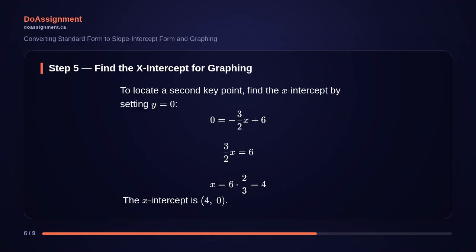To help us draw the graph, let's also find the x-intercept. We set y equal to 0 and solve. 0 equals negative 3 halves x plus 6. Adding 3 halves x to both sides gives 3 halves x equals 6. Multiplying both sides by 2/3 gives x equals 4. So the x-intercept is the point (4, 0).